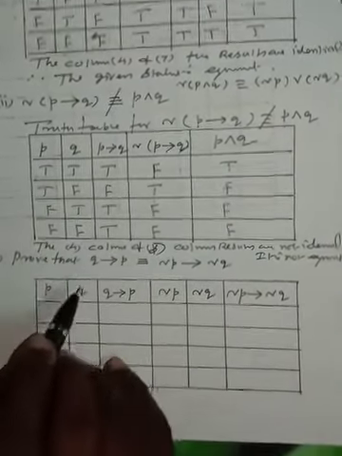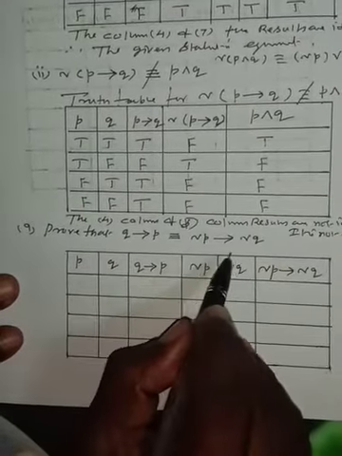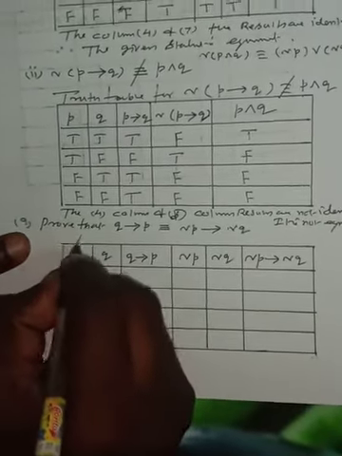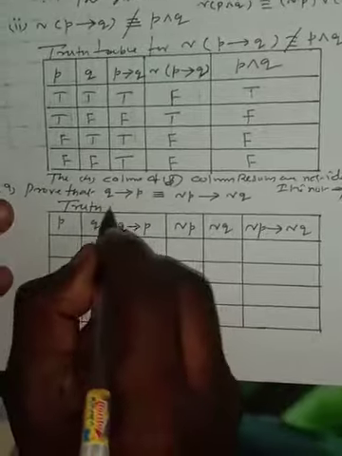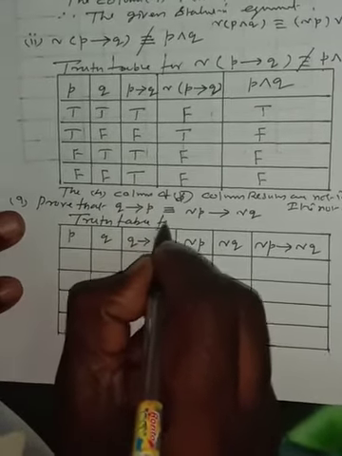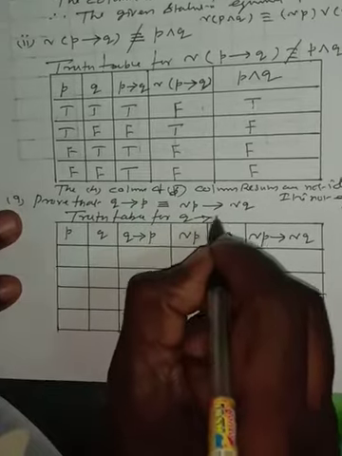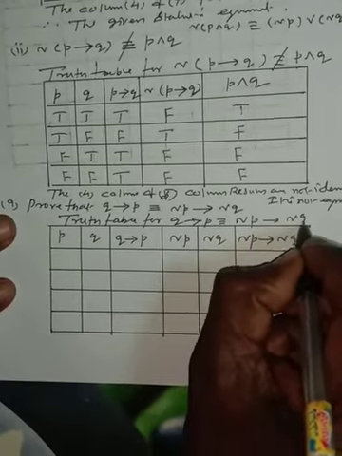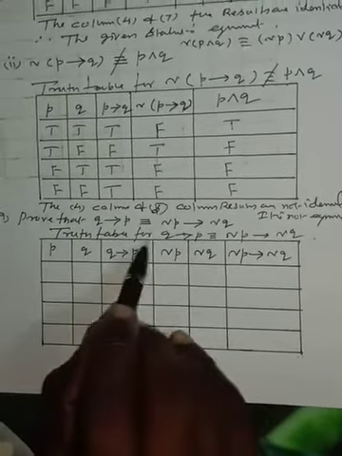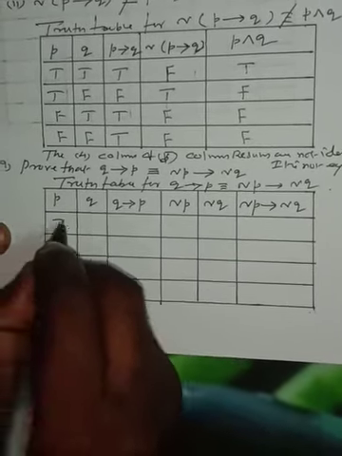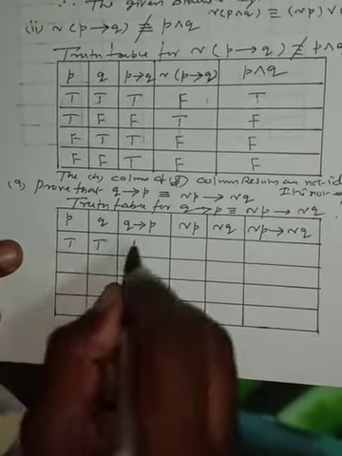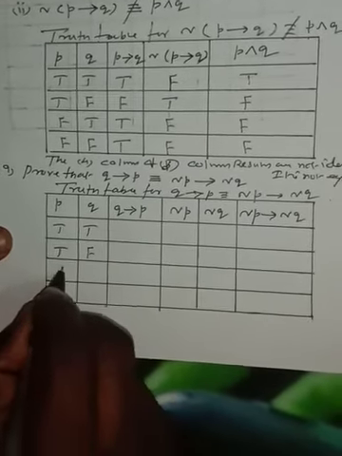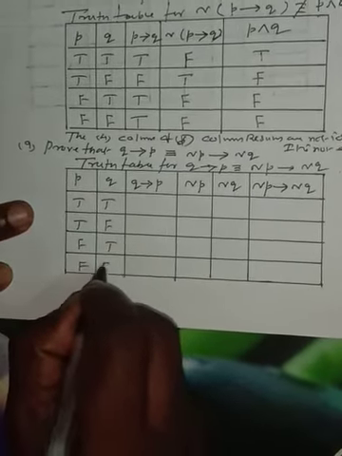Next, prove that Q implies P is equivalent to negation of P implies negation of Q. Truth table for Q implies P is equivalent to negation of P implies negation of Q. Now there are two postulates, P and Q. So we have to take TT: true true, true false, false true, false false.